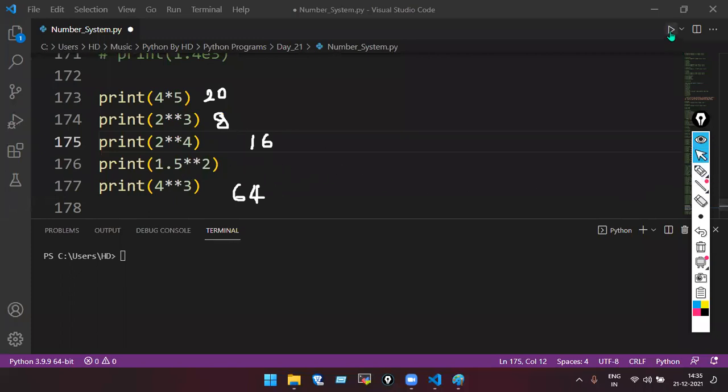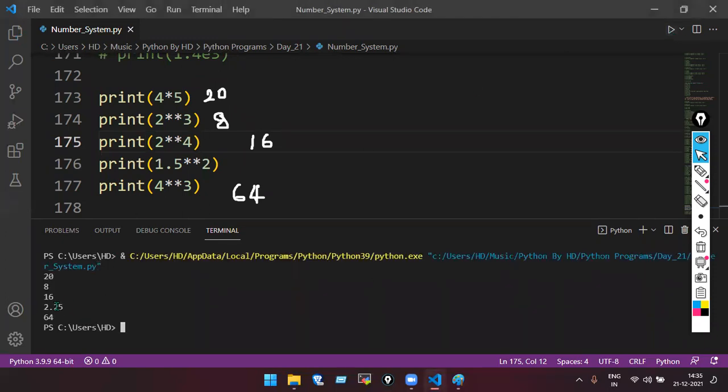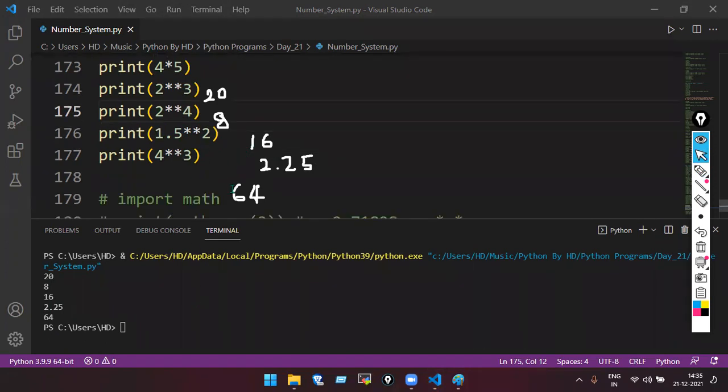So let us try to print the answers once. Yeah. So 20, 16, 64, and 1.5 square means how much? 2.25. Okay, so this is the basic. Okay. Basic.